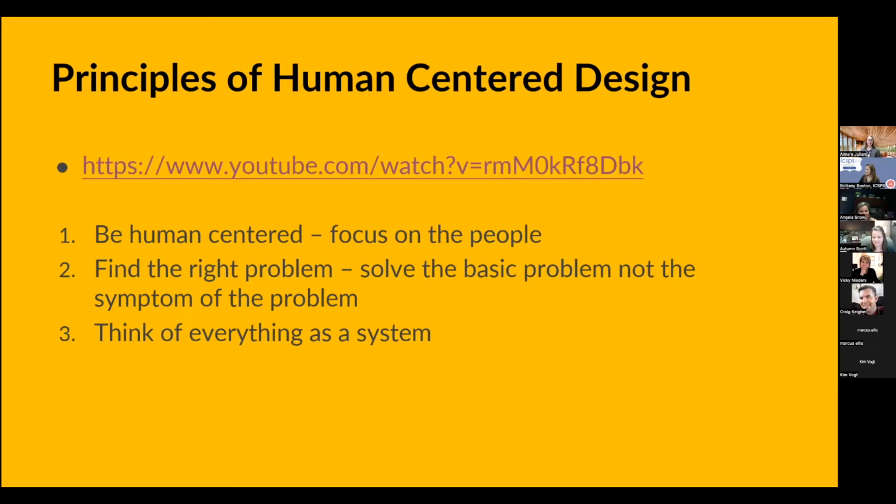Okay, so principles of human-centered design, again, looking at being human-centered, finding the right problem, and thinking of everything as a system.